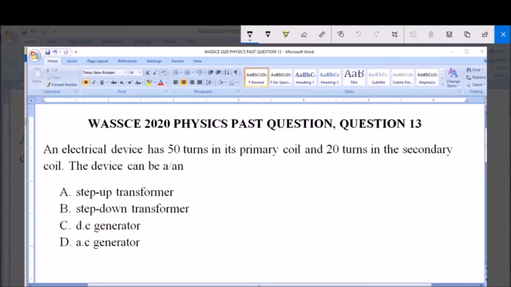Answering WAEC 2020 physics past question 13. An electrical device has 50 turns in its primary coil and 20 turns in the secondary coil. The device can be: A, step up transformer; B, step down transformer; C, DC generator; and D, AC generator. Now an electric device with a primary coil and a secondary coil is typically a transformer.